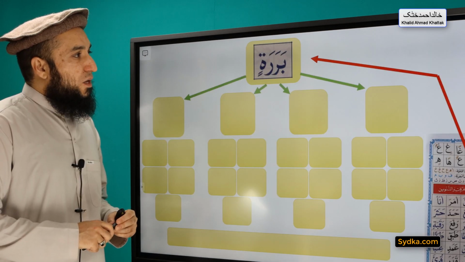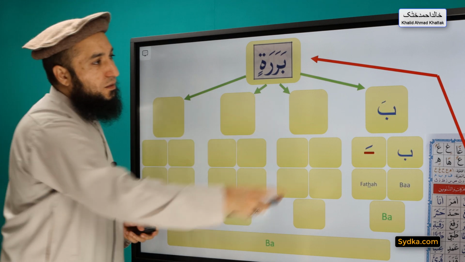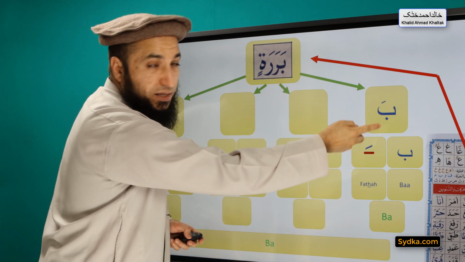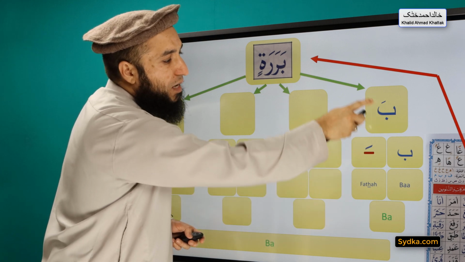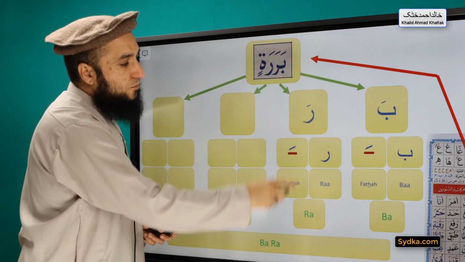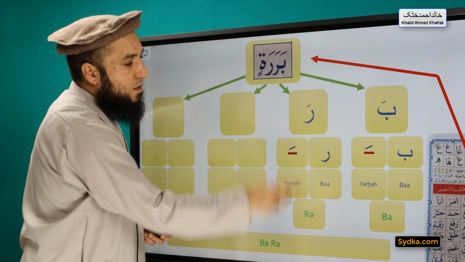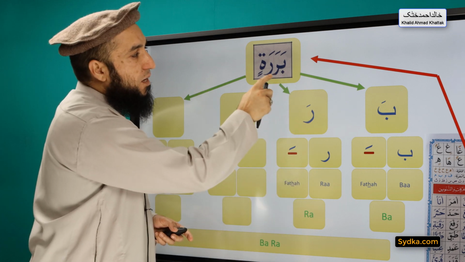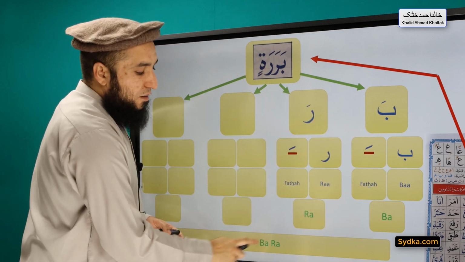So the next word we have is bararatin, and it has 4 syllables. So the first syllable is ba fatha ba, and ba is not silent here. Ba fatha ba, ba fatha ba. The second syllable is ra fatha ra. Ra is not silent. Ra fatha ra, ra fatha ra. Now combining the 2 syllables, we have bara, bara.